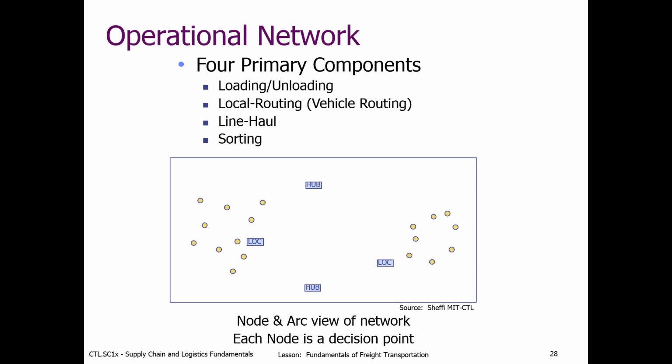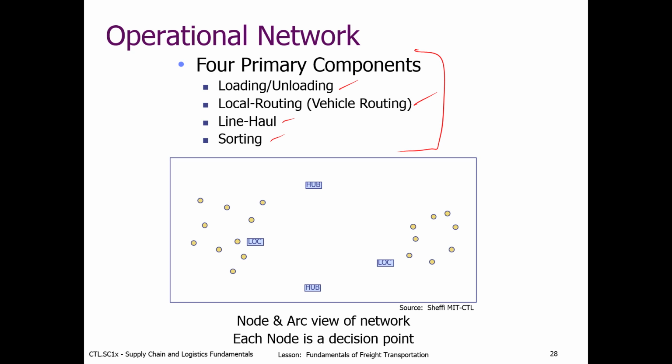Now, what's interesting about the operational network is that it ties together the four key components of any transportation system. One, the loading and unloading of equipment, vehicles, or materials into and out of a vehicle. Two, local routing or vehicle routing, where you're doing local stop-off and delivery. Three, a line haul, the direct mode we talked about earlier, where I pick up in one location and deliver in another single location. And four, sorting, where I bring stuff into a facility and split up what's in one truck so it goes forward in separate trucks or vehicles.